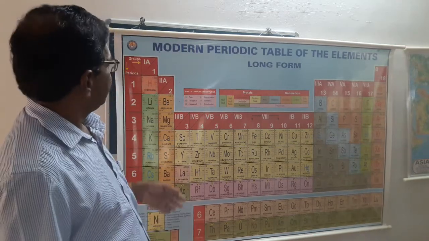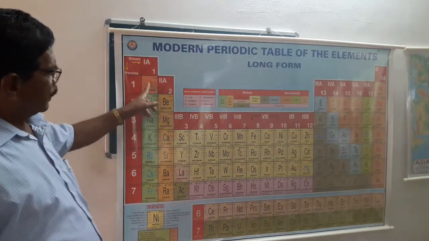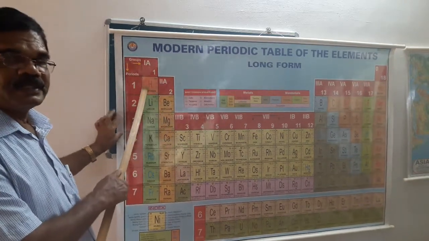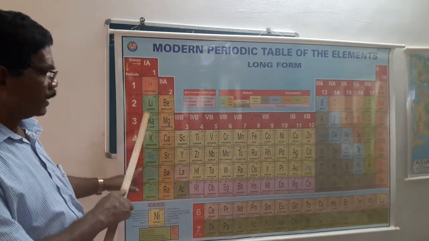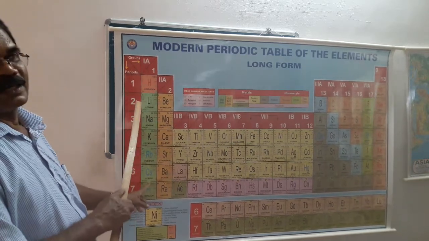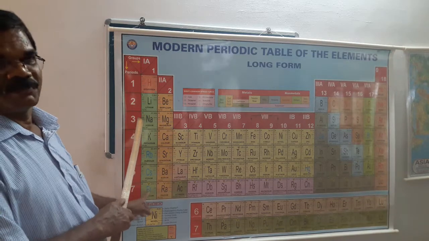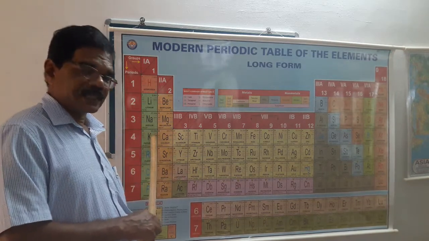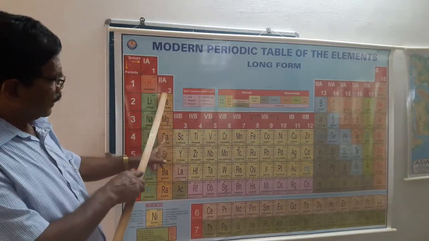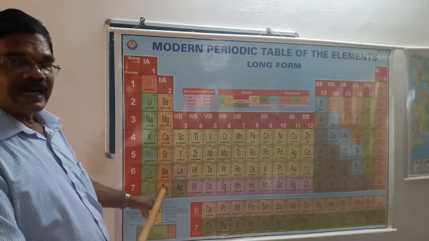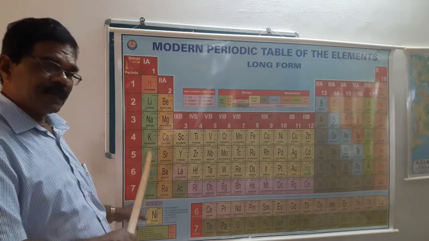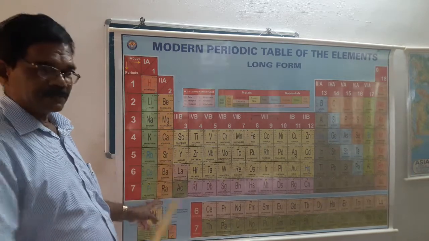For example, let us look at the first group elements. The name of the first group is the alkali family. There is a special reason why they are called the alkali family. We can study it later in this class. Similarly, the second group is known as the alkaline earth family.